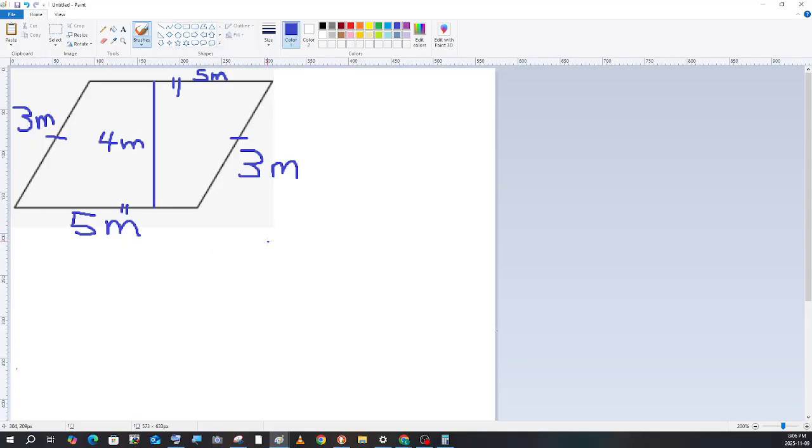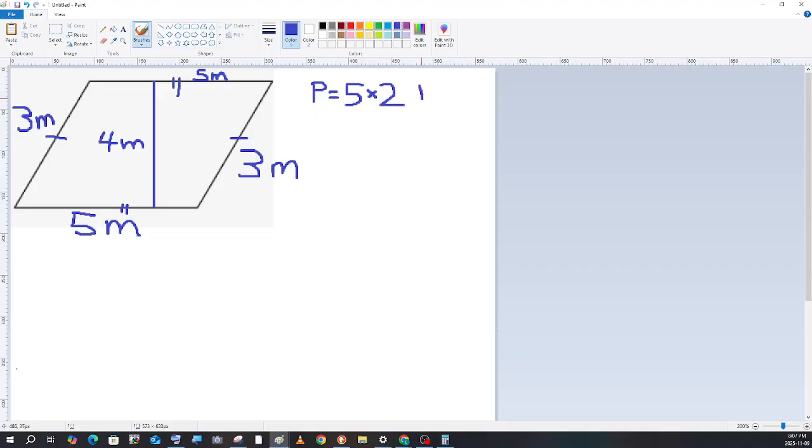All right, so perimeter for a parallelogram is basically exactly the same as for a rectangle. You're just going to double each of the side lengths and then add those results together. Okay, so in this case, for this parallelogram, my perimeter is going to be equal to the length of the long side, which is 5 times 2.